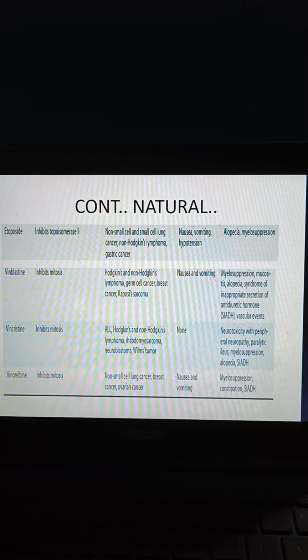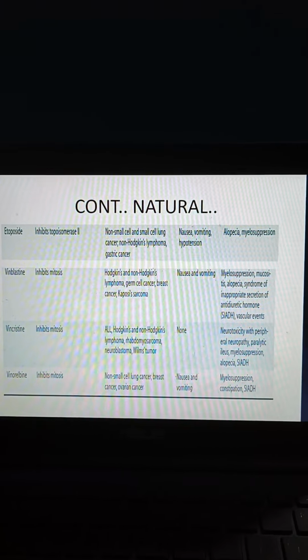Then coming to vinblastine, it inhibits mitosis. It can be used in case of Hodgkin's and non-Hodgkin's lymphoma, germ cell cancer, breast cancer, Kaposi sarcoma. Acute toxicities of vinblastine are nausea and vomiting. The delayed toxicities of vinblastine are myelosuppression, mucositis, alopecia, syndrome of inappropriate secretion of antidiuretic hormone, SIADH, vascular events.